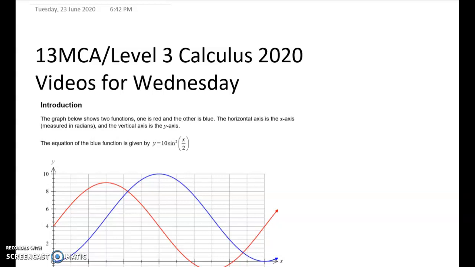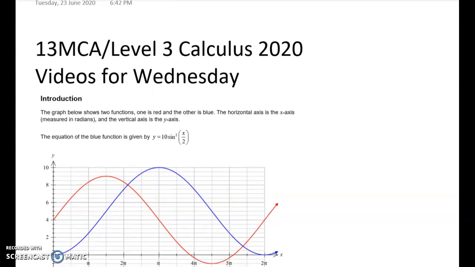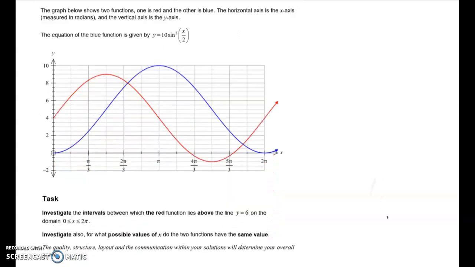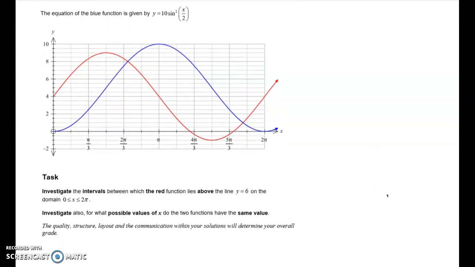This is the second part of the second practice task for the trig internal, and this is the part where we have to look at the red and the blue functions and figure out general solutions for where they meet. So we've found the equation of the red curve, and we decided that that was y equals 5 sine x plus 4. That's a 5, not an s.